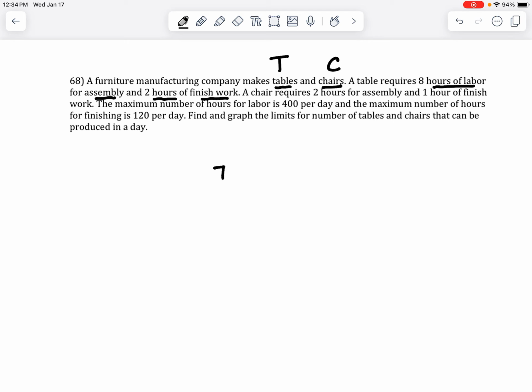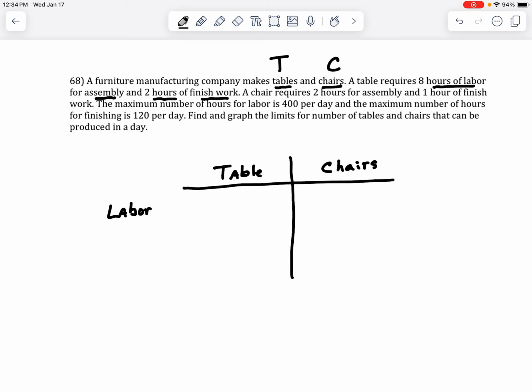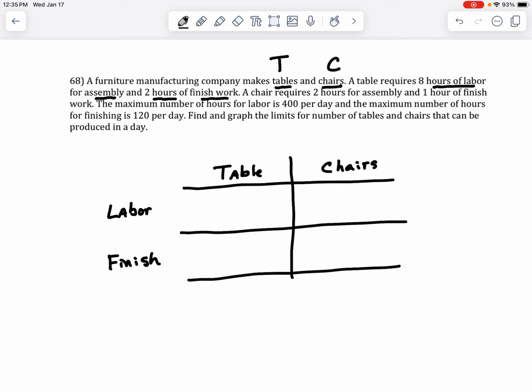So I'm going to make a column for the table information and then a column for the chair information. And just make a little table like this. And then also there is the labor to assemble it, and then there's also the finish work. So I need a couple of rows like this. All right, now I'm going to erase this stuff so that I can reread the question.